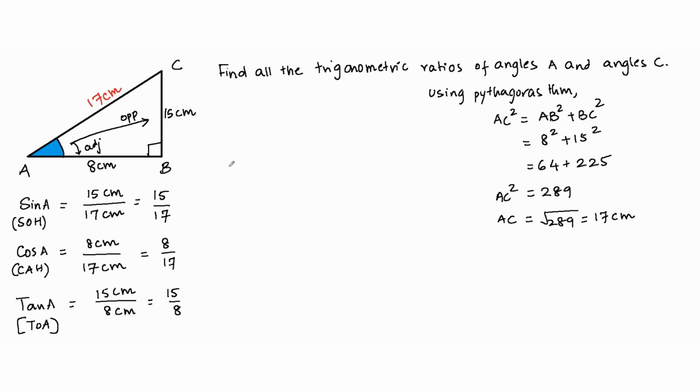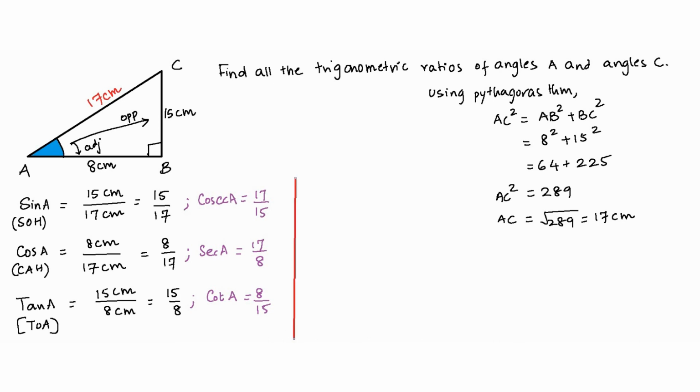And now we can find the reciprocals of these ratios. Sine's reciprocal is cosec. So cosec A will be 17 upon 15. The reciprocal of cos is sec. So sec A is 17 upon 8. And the reciprocal of tan is cot A. So cot A will be 8 upon 15, right? These are the trigonometric ratios of angle A.